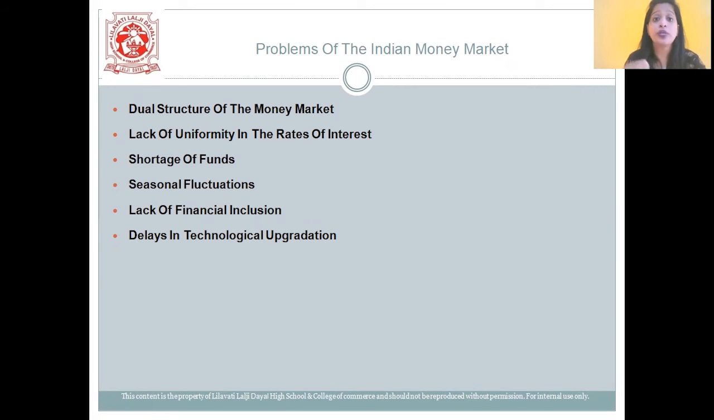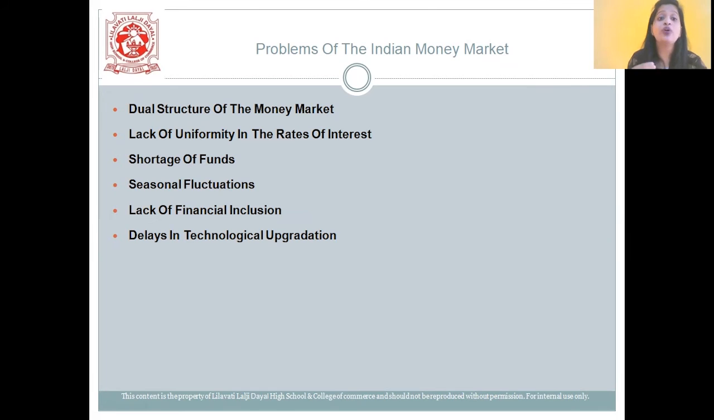Next one is shortage of funds. Here, students, the money market faces a lot of shortage of funds because of the inadequate savings that they have. Next one is seasonal fluctuation. The demand for funds also varies as per the seasons. Sometimes in a particular season they require more finance, so because of seasonal fluctuation, there is a problem in the money market.